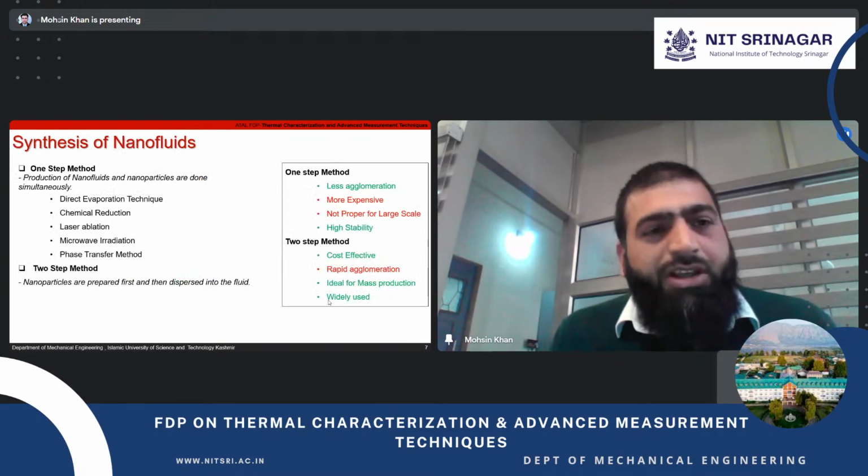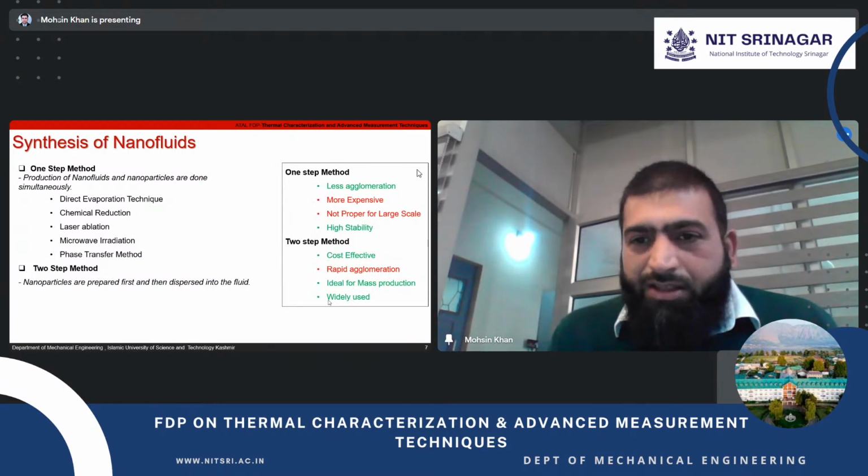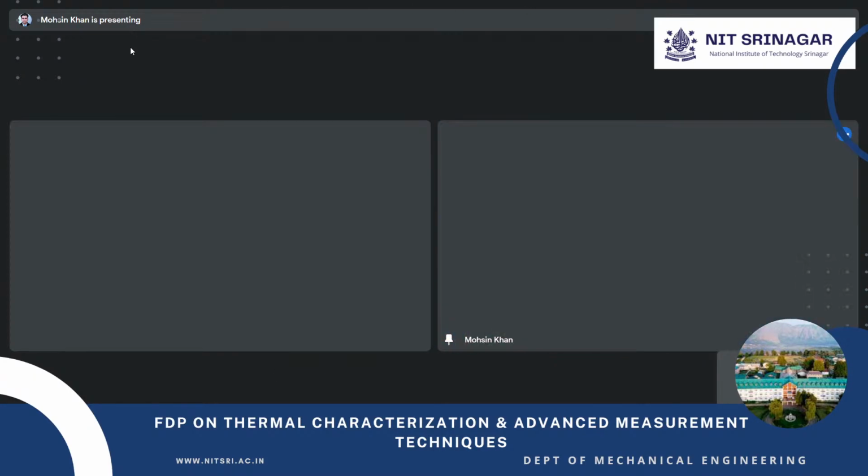So going straight away to the synthesis of the nanofluids. The synthesis of nanofluids is essentially done by two methods. One is called the one-step method and another is called the two-step method. In the one-step method, what we do is we produce the nanoparticles and nanofluids simultaneously. That means the process of preparing the nanoparticles as well as the nanofluids is done simultaneously. There is nothing like first we prepare the nanoparticles and then we disperse them into the fluid. No. In one step, the nanoparticles and nanofluids are simultaneously prepared.